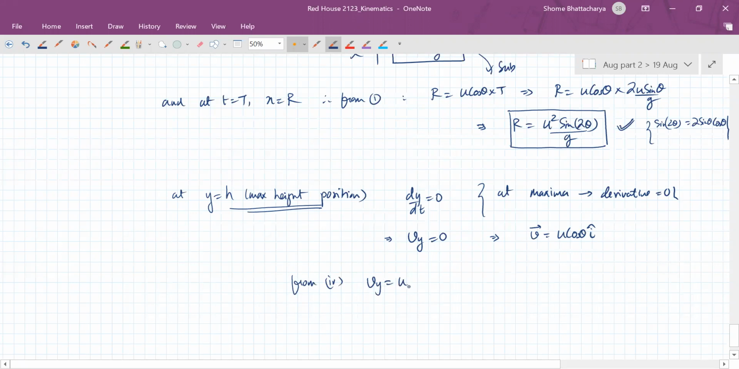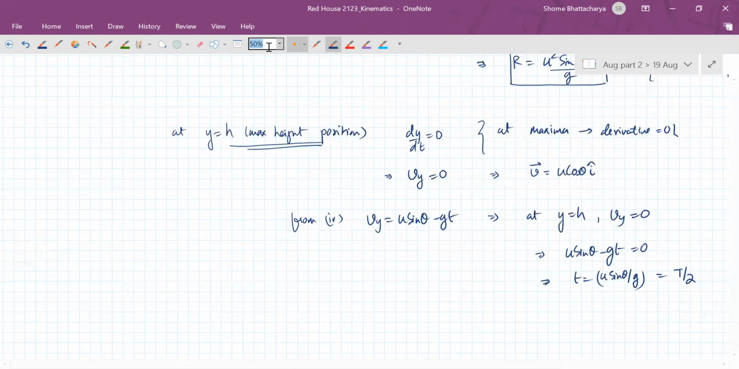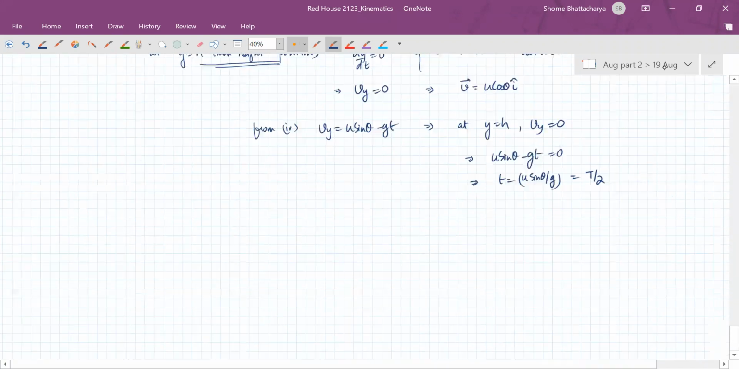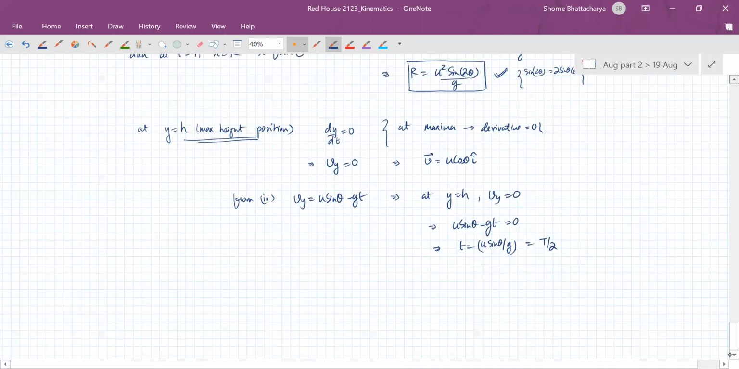Vy is equal to u sine theta minus gt. So therefore at y equal to h, Vy is 0, which means that u sine theta minus gt should be 0. So the time should be equal to u sine theta divided by g, which by the way, if you compare with capital T above, you can see it's half the total time. So this is the logic of the argument that when it reaches the highest point, the velocity should become horizontal.